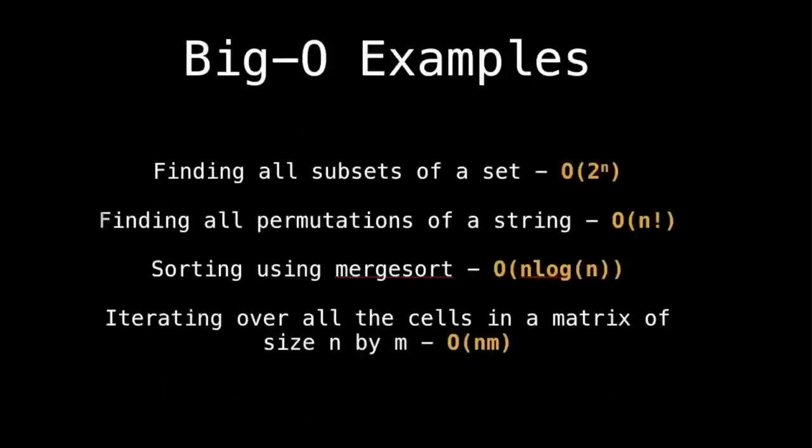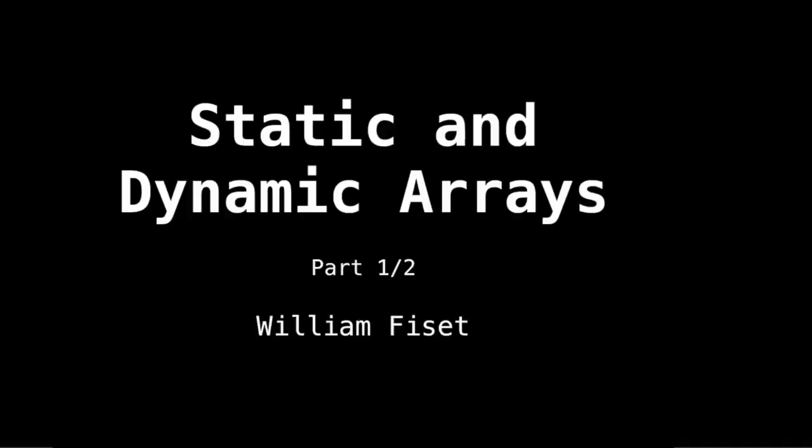There are some other classic examples of big O. If we have to find all the subsets of a set, that takes an exponential amount of time, because there are 2 to the n subsets. Finding all permutations of a string takes big O of n factorial. Another classic one is merge sort, which is n times log n. And if we have to iterate over all the cells of an array of size n by m, we have big O of nm time.